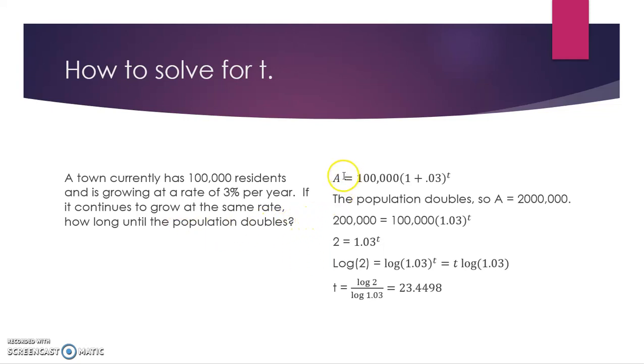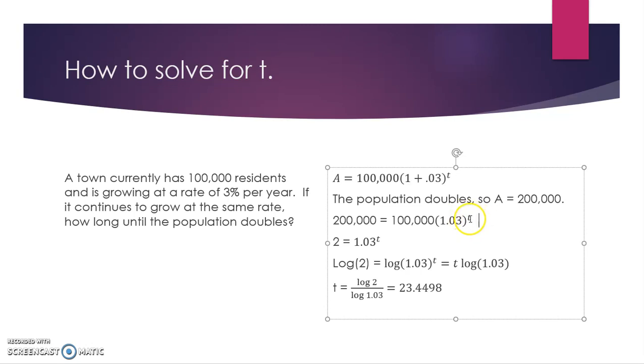Okay. So here was our basic model as per what I did previously. And so if the population doubles, the new population will be 200,000. Looks like I have an extra 0 there. Let me remove that. Okay. So the new population will be 200,000. And then you put that in for A. So 200,000 is 100,000 times 1.03 to the T.